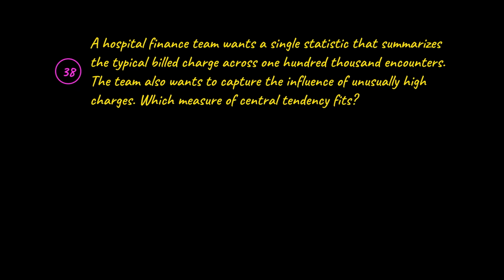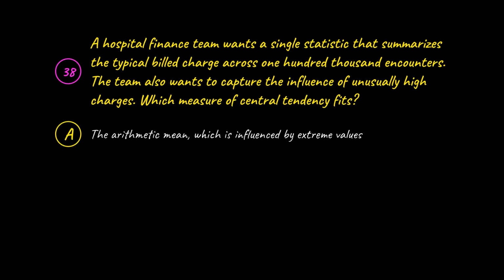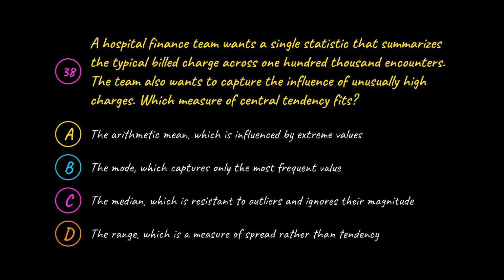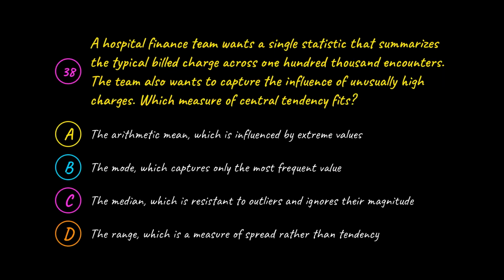Your options are A. The arithmetic mean, which is influenced by extreme values. B. The mode, which captures only the most frequent value. C. The median, which is resistant to outliers and ignores their magnitude. D. The range, which is a measure of spread rather than tendency. Which would you go with? Lock it in before the reveal.